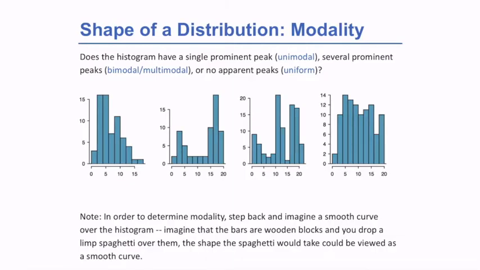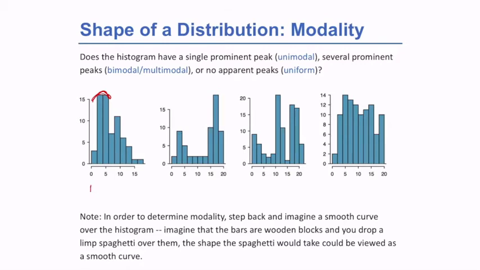The shape of a distribution also has to do with the modality. So the mode is going to be the peak, the high point of a graph. If it's got one peak, it's unimodal. If it's got 2 peaks, it's bimodal. Multiple would be multimodal. And no apparent peaks, looks pretty flat, would be uniform.